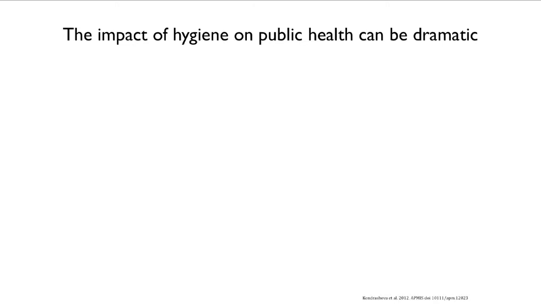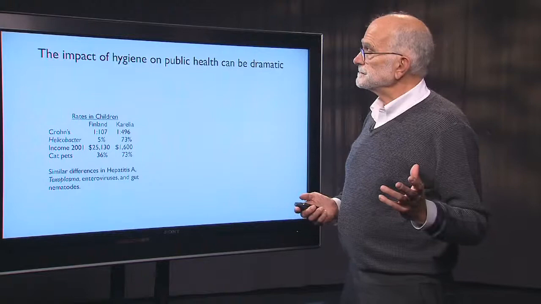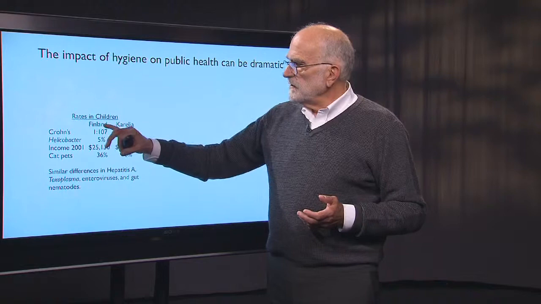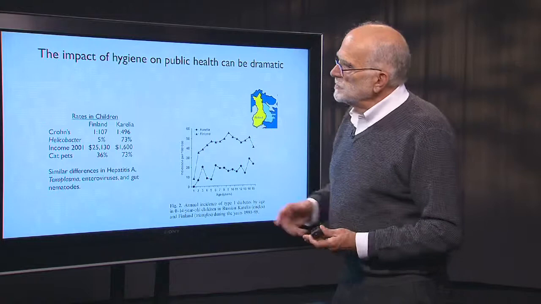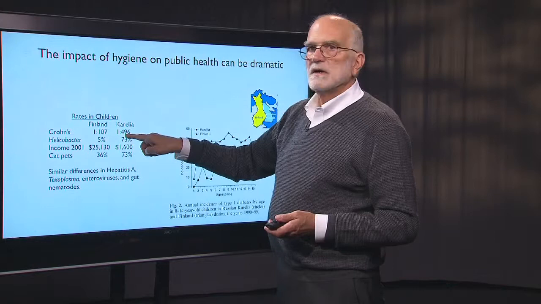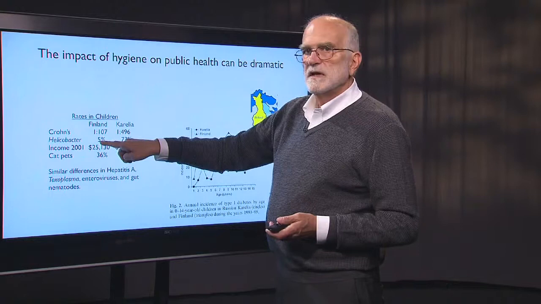Now, the impact of hygiene in a public health context can be very dramatic. The same sorts of people live in Finland and in Russian Karelia. They have very similar genetic backgrounds. They were all one population before the First World War. In children, the rate of Crohn's disease in Finland is about 5 times higher than it is in Karelia. Only 5% of them have Helicobacter, whereas 73% of the kids in Karelia have Helicobacter.